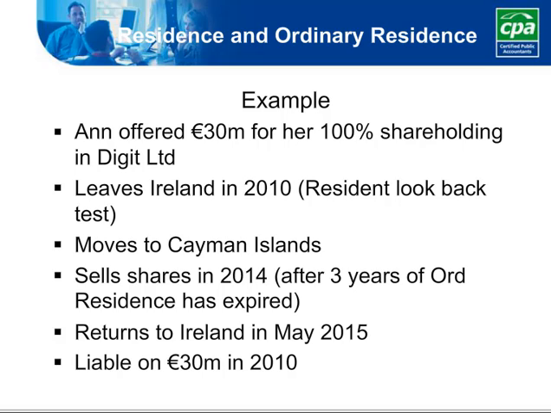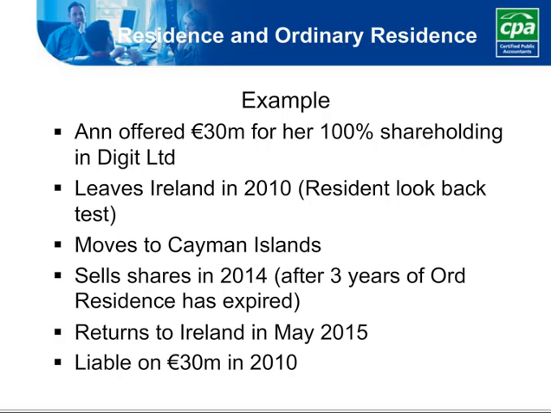So, for example, Anne is offered 30 million for a 100% shareholding in Digit Limited. She leaves Ireland in 2010, resident look back test, or if she left in July, you'd be resident under the 6-month test, 183 days. She moves to the Cayman Islands. Now, we've no treaty with the Cayman Islands. She sells the shares in 2014 after the 3 years of ordinary residence has expired. She had to worry about the ordinary residence rule because no treaty means no treaty override. And she returns to Ireland in May 2015.